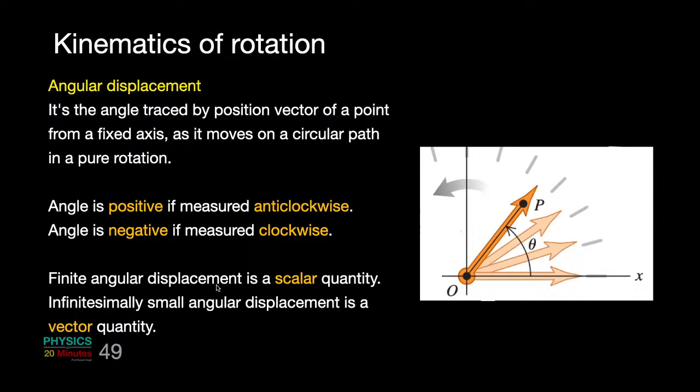When angular displacement is finite, it does not obey the law of vector addition. That is why we keep it in the category of scalar quantity. But when it is infinitesimally small, as the angular displacement becomes smaller and smaller, it starts obeying the law of vector addition, and therefore it goes in the category of vector quantities. You can elaborate on this further by yourself.